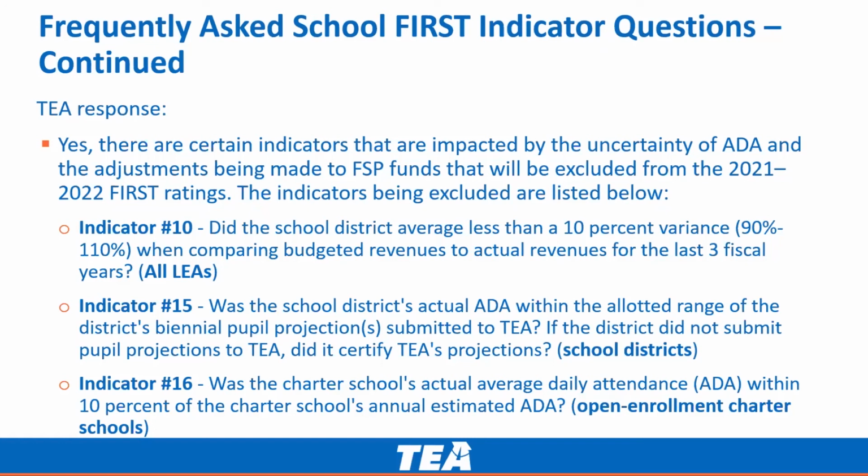We realize that trying to predict your pupil projections, budgeting, those things were difficult this year. And so we recognize that. And so we are going to pause those indicators specifically, but the broader indicators, we will look at the data before we make any decisions on if we're going to score them or pull them out. And we've done that for indicator 5 for 2 years in a row. So it's nothing new to us now.